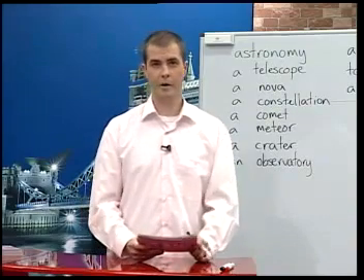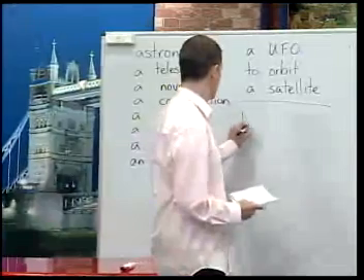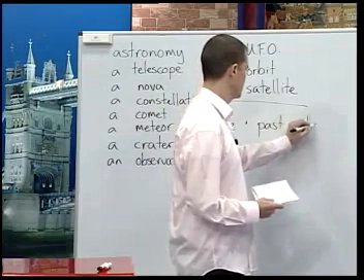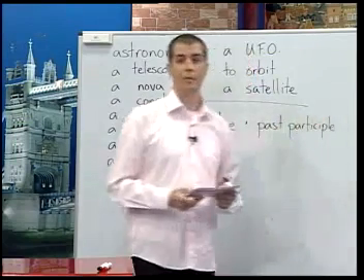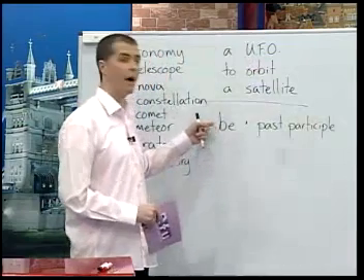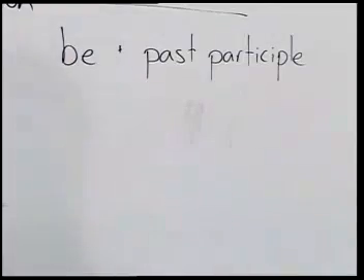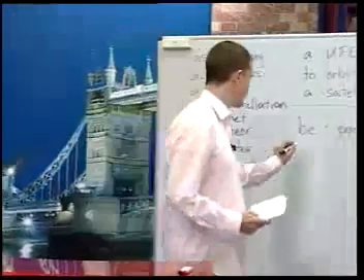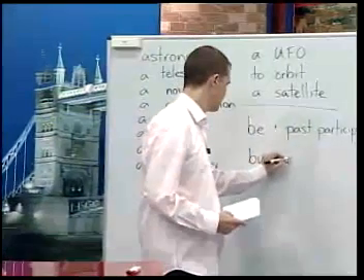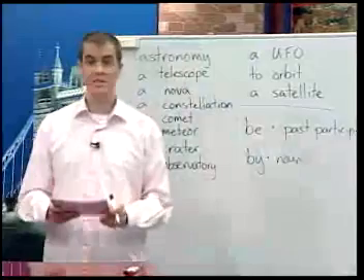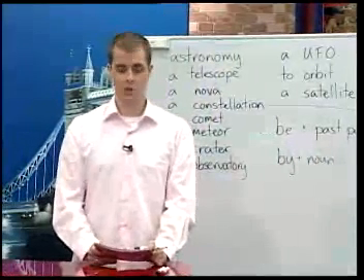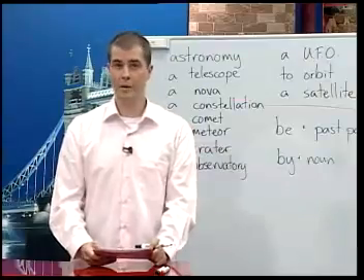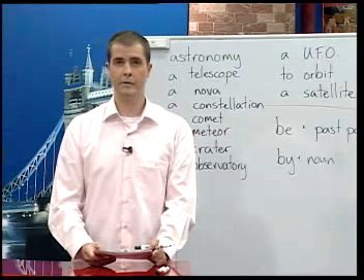Now, to form the passive voice, we use be plus the past participle. For the simple present, we're going to use am, is, or are plus the past participle. The subject determines if the verb is singular or plural. By plus noun is sometimes used, but it's not always necessary. Now, we need to use a transitive verb for these passive sentences. A transitive verb is a verb that is followed by an object. Only transitive verbs can be used in the passive.